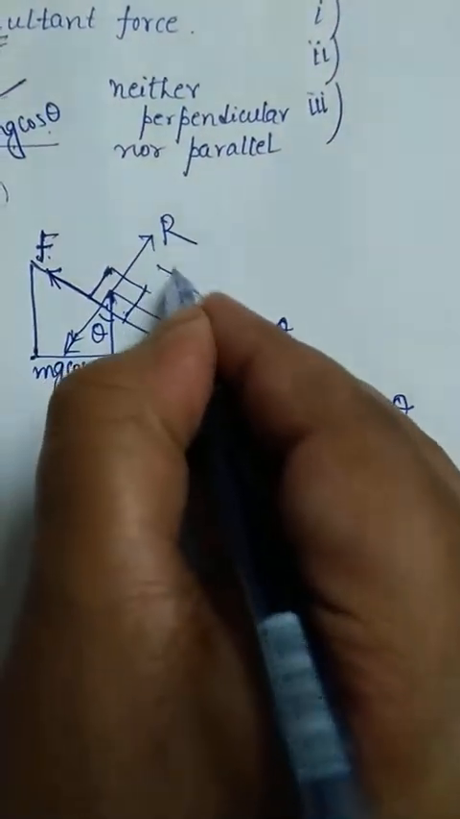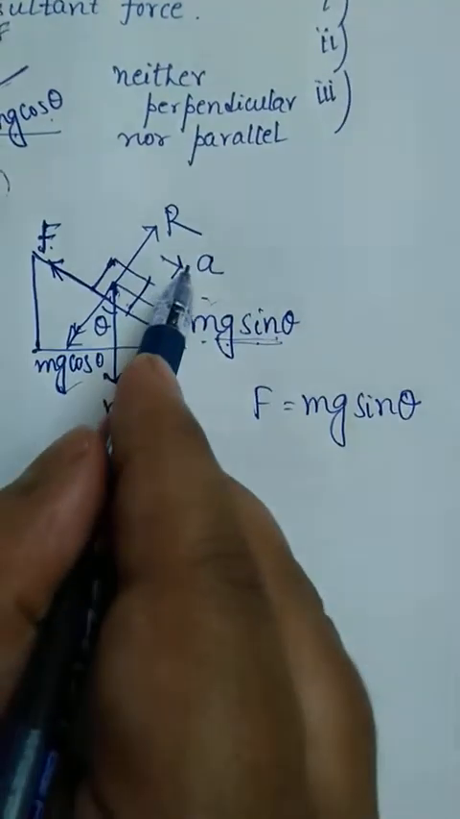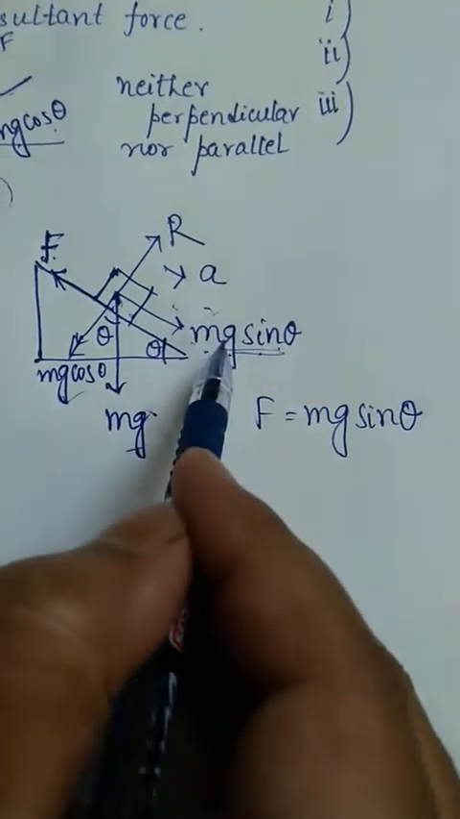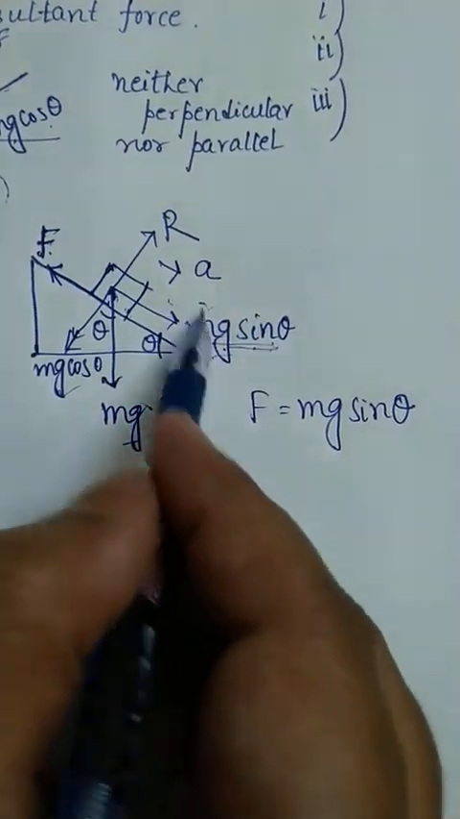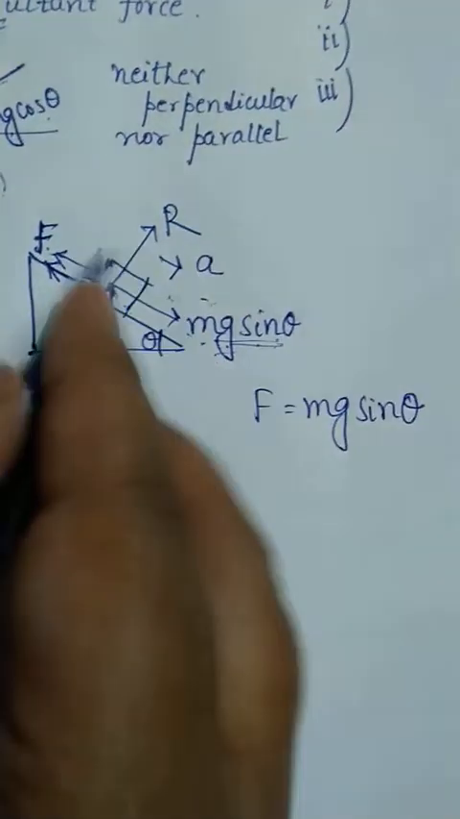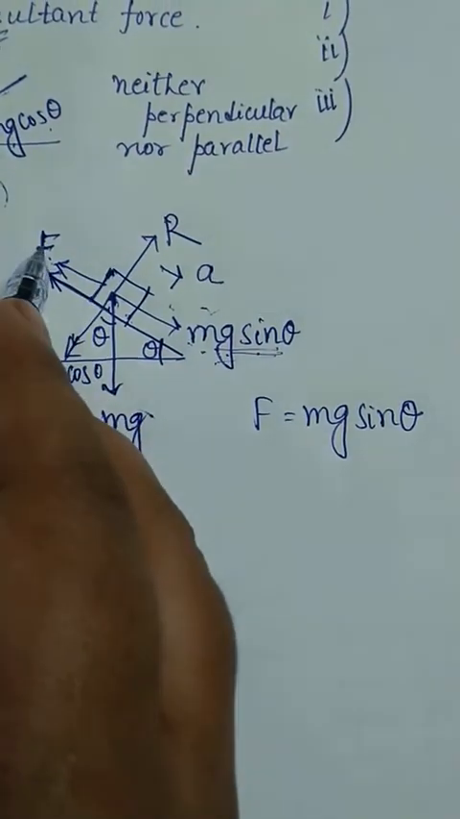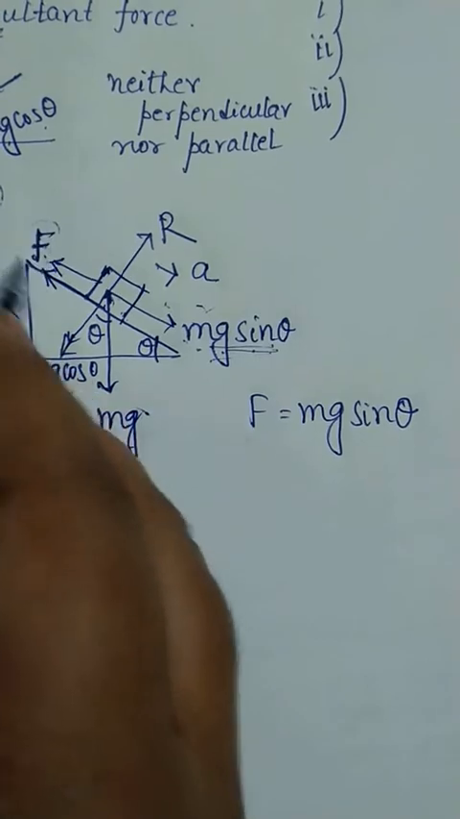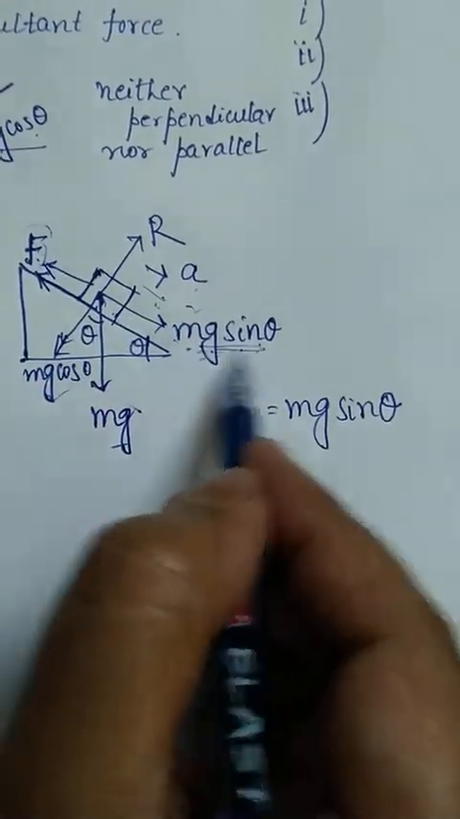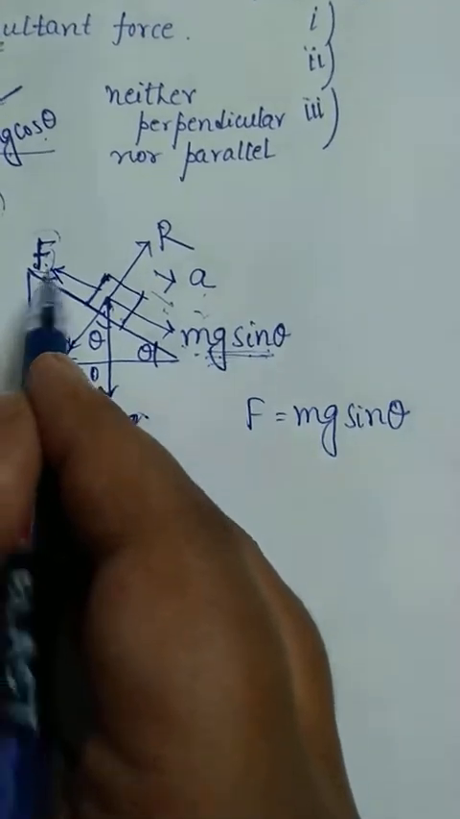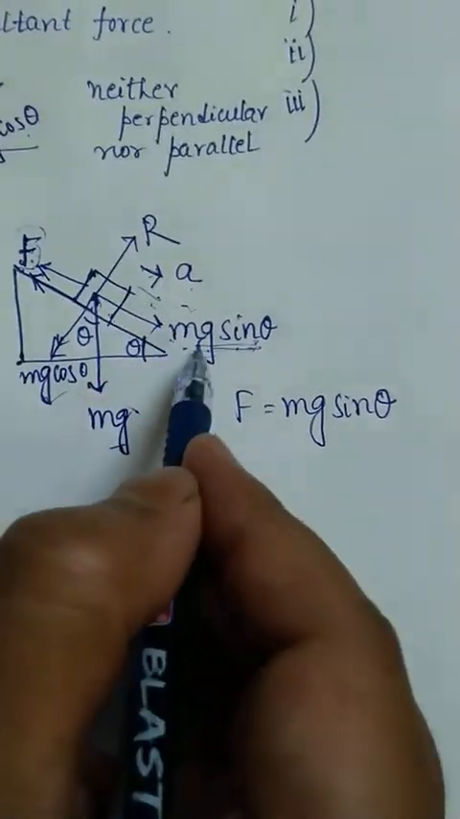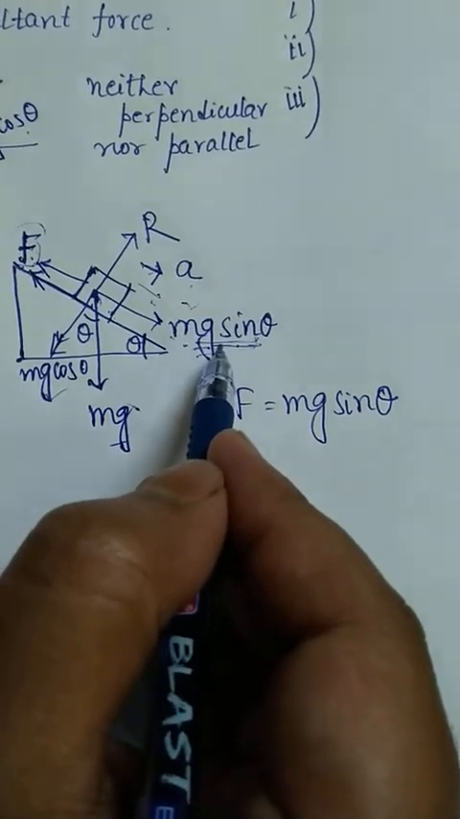But let's say again there is an acceleration a downward. So mg sin theta is pulling it downward, and suppose we are giving this force F and pulling it upward. Instead of this force, the object is going downward. That means who is dominating, mg sin theta or F? Which force is bigger? As the object is coming downward, of course mg sin theta will be bigger.